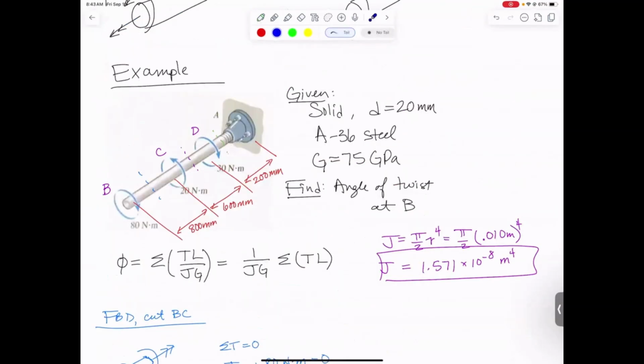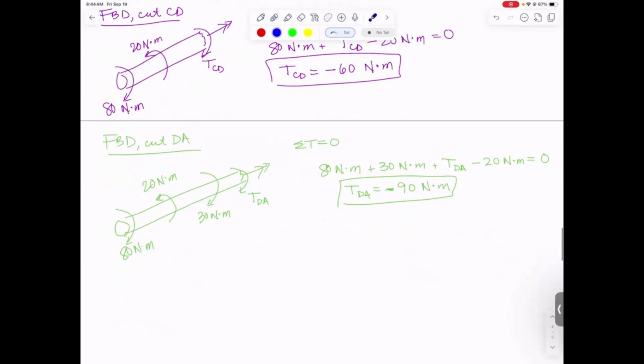If you thought about the direction of the angle of twist, it is going to end up being negative, which means push your thumb that way, it's going to end up rotating this direction, which should make sense since most of the torques are in this direction, and that is considered a negative rotation relative to the fixed end A. Okay, we have our torques. We can substitute everything in now.